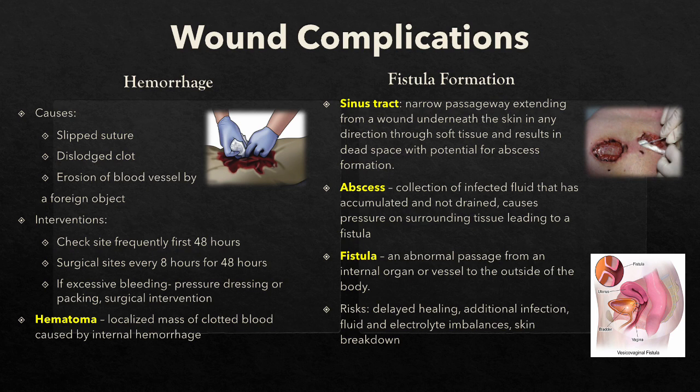Fistula formations. A sinus tract is a narrow passageway extending from a wound underneath the skin in any direction through soft tissue and resulting in a dead space with a potential for abscess formation. These abscesses are collections of infected fluid that have accumulated and not drained, causing pressure on the surrounding tissue leading to a fistula. A fistula, then, is an abnormal passage from an internal organ or vessel to the outside of the body. Risks include delayed healing, additional infection, fluid and electrolyte imbalances, and skin breakdown.